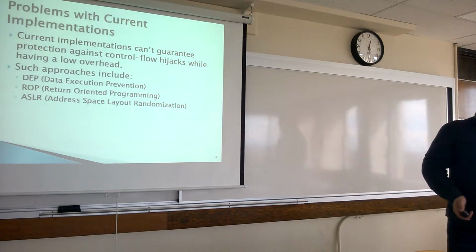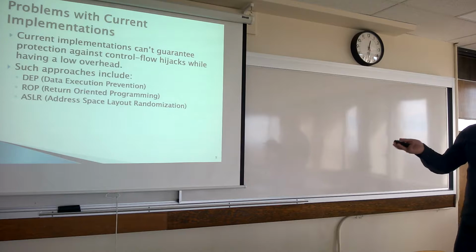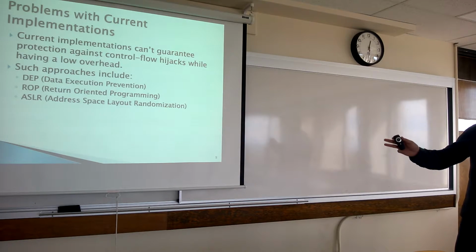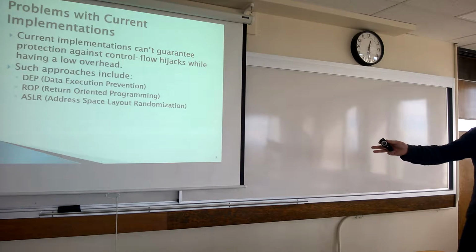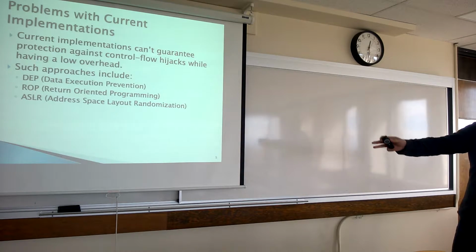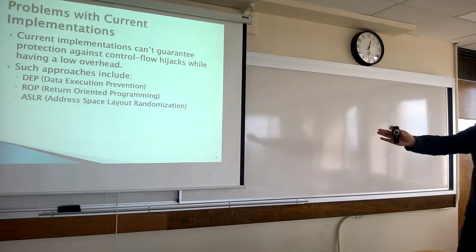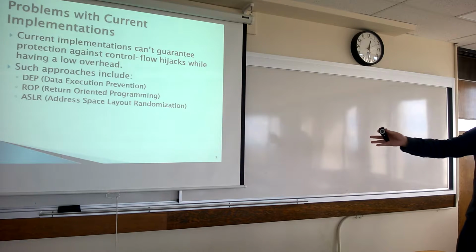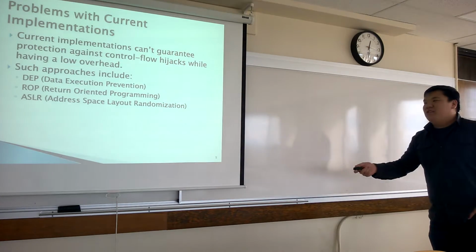Okay, so some of the problem with current implementations is that they can't guarantee protection against control flow hijacks while having a low overhead. And some of the approaches are just listed here: DEP, which is data execution prevention; ROP, which is return-oriented programming; and ASLR, which is address space layout randomization.